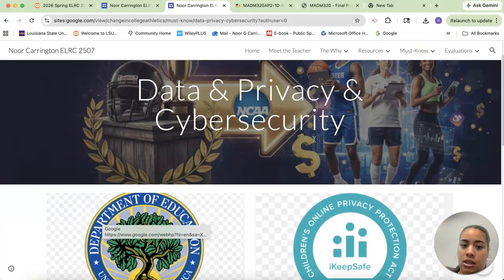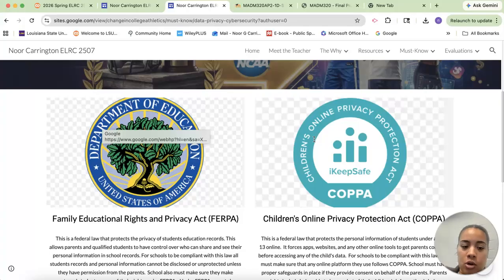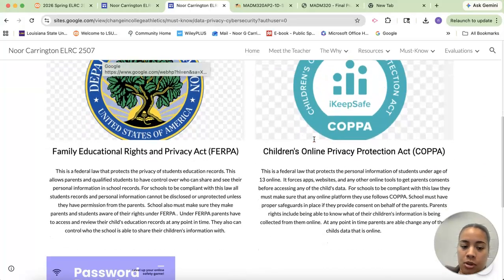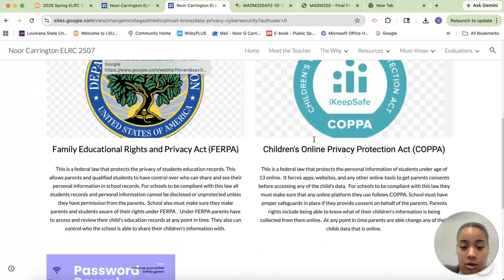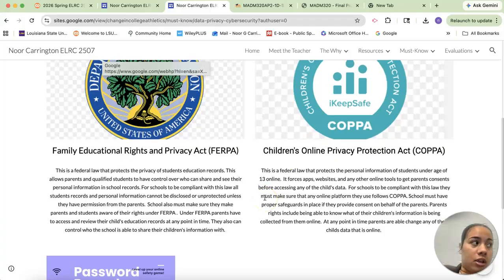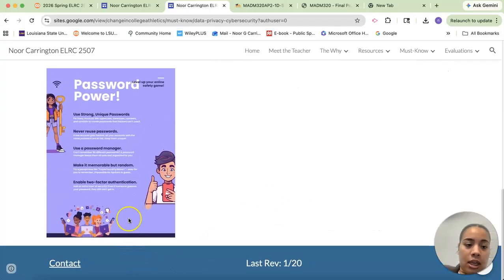And then data and cybersecurity. We learned about FERPA and COPPA, which are important to have and know as a teacher, because they're some of the federal laws you need when you're in education. And then a little Canva poster I made about it.